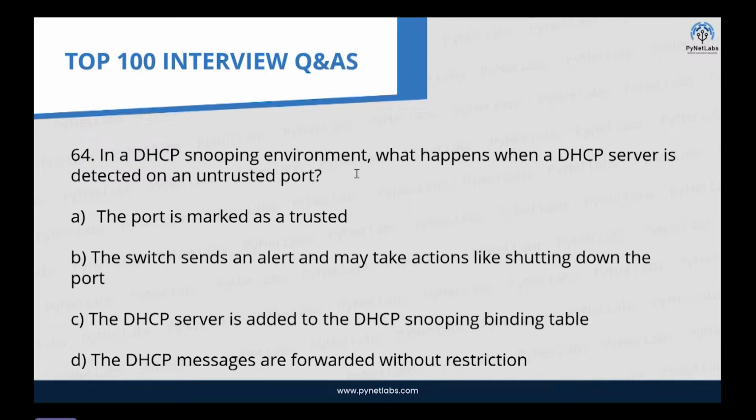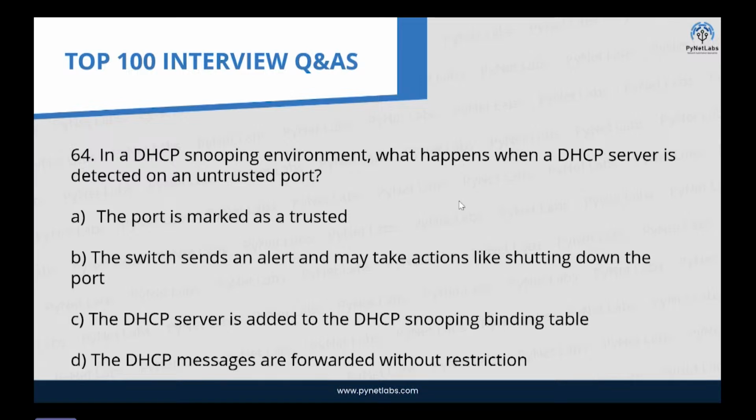Alert, in the sense that when a DHCP server is detected on an untrusted port, the switch can generate an alert or log message to inform the network admin about the potential network security threat. This alert is basically a notification that a DHCP server is operating on a port where it shouldn't be. As for actions, to mitigate the security risk from the rogue DHCP server, the switch can take proactive measures such as shutting down the untrusted port. This action helps in preventing unauthorized DHCP servers from distributing IP configurations.